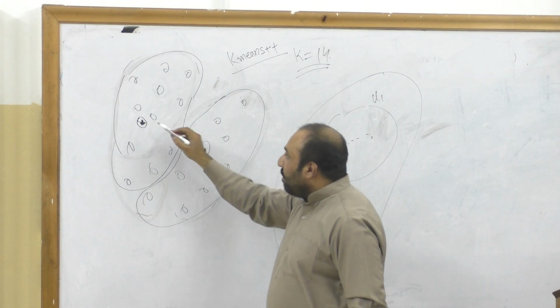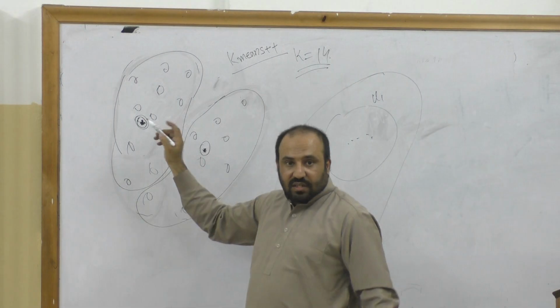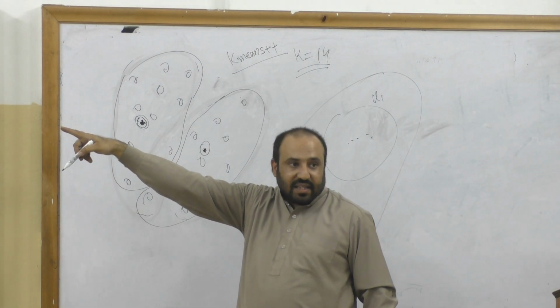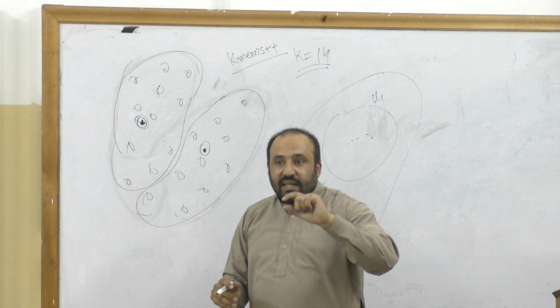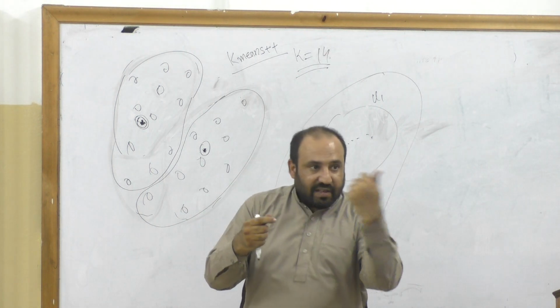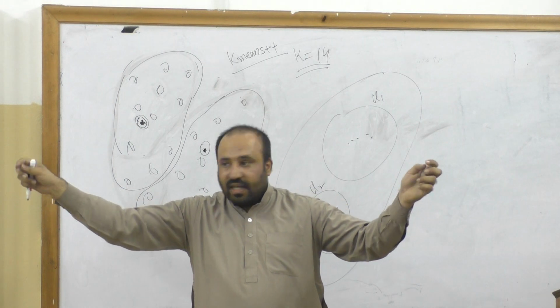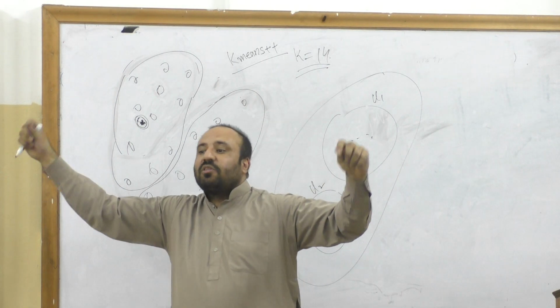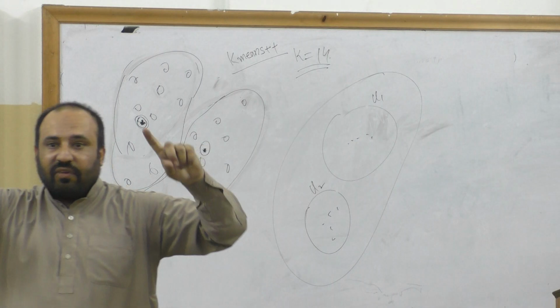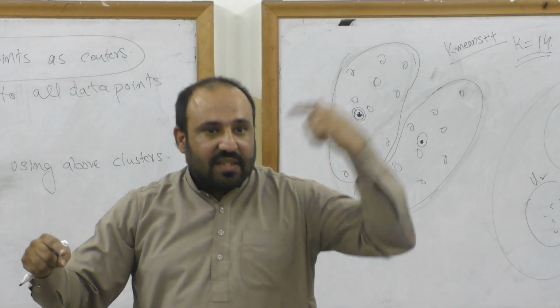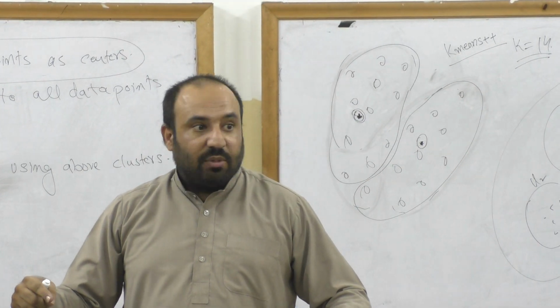वो कहते हैं कि जब आप start में एक data point select कर लें as a mean, the second data point जो randomly select कर लें should not be very close to the first one. So select it far away, then select the third one that is far away from the two, and so on. So with this initialization, the rest of the story is K means. This algorithm is called K means plus.